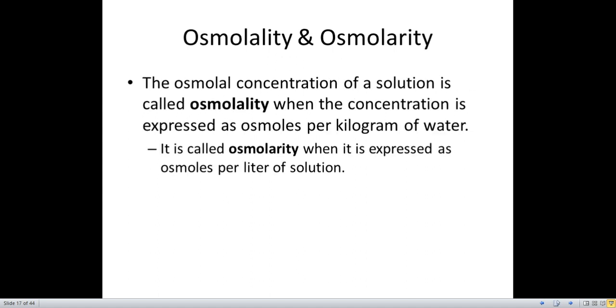Osmolality and osmolarity. The osmolar concentration of a solution is called osmolality when the concentration is expressed as osmoles per kilogram of water, and it is called osmolarity when it is expressed as osmoles per liter of solution.